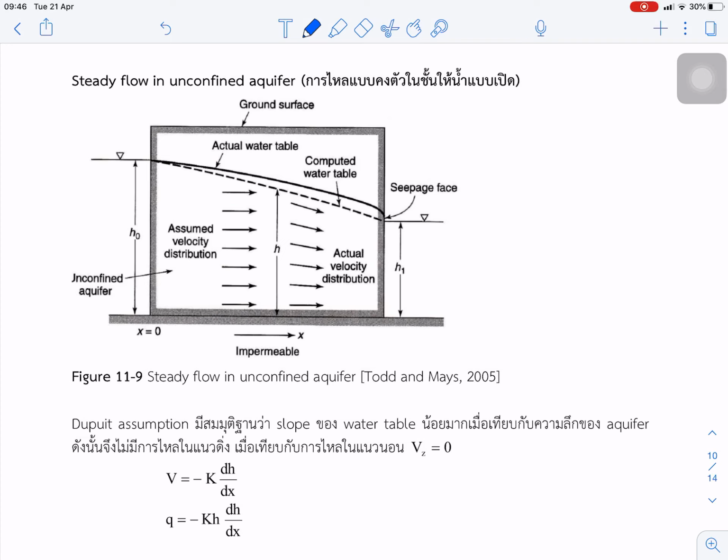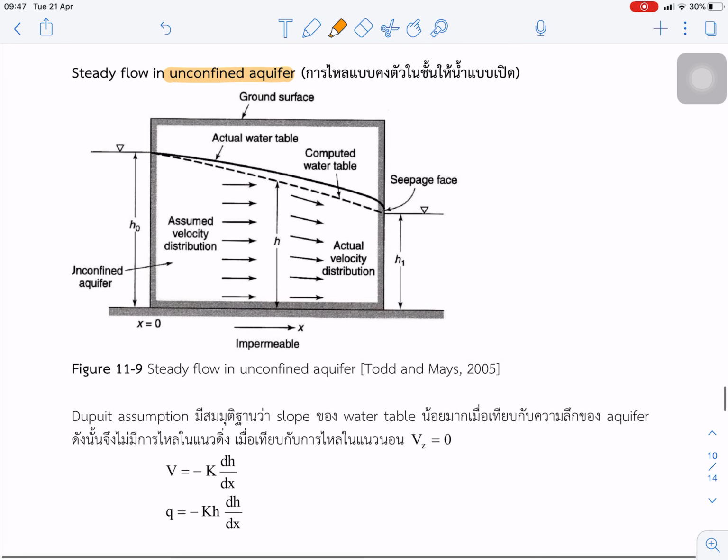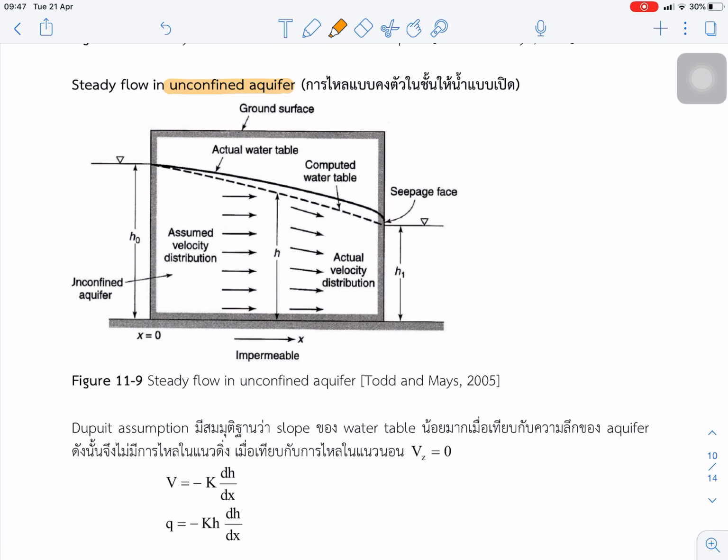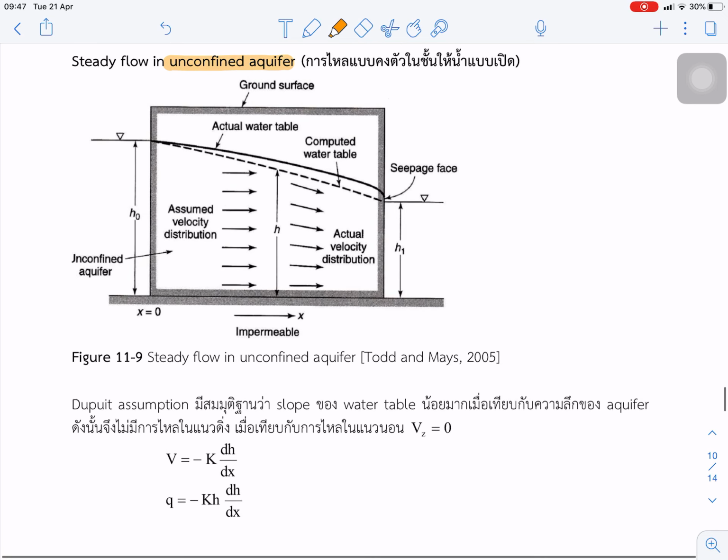Next, we are going to derive the flow equation for the unconfined aquifer. Okay, so this is for the unconfined aquifer. We have to introduce an assumption, because on the left-hand side is the actual velocity distribution for the flow in the unconfined aquifer. So we have to use the Dupuit assumption. Assume that the slope of the water table is small with respect to the depth of the aquifer, and there is no flow in the vertical direction, so we assume that Vz is 0.